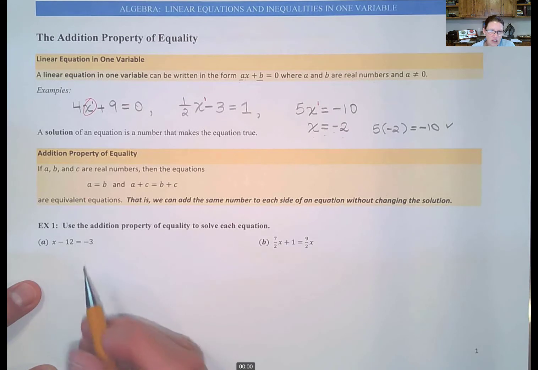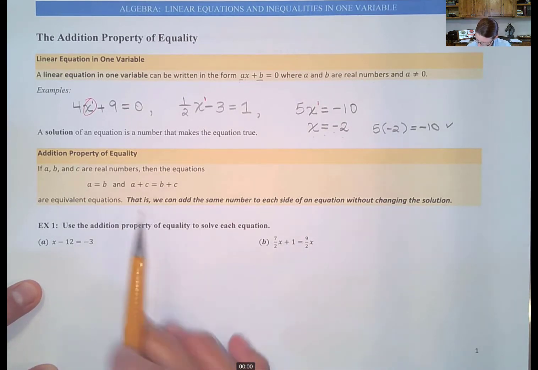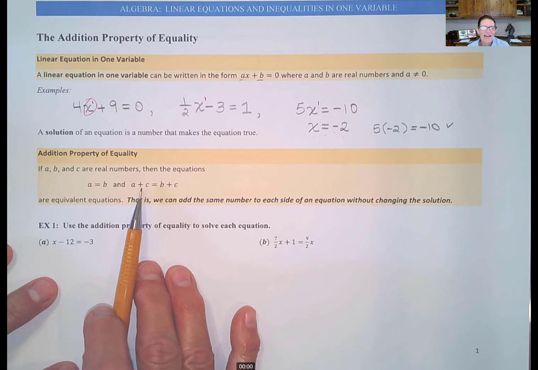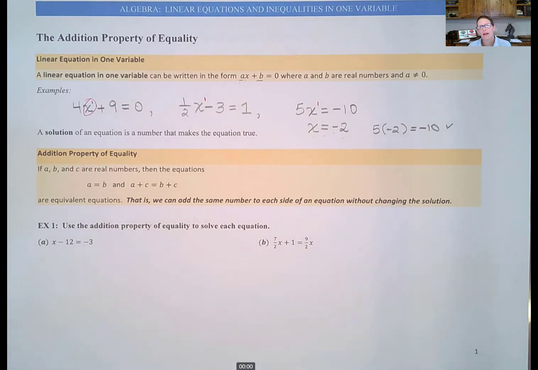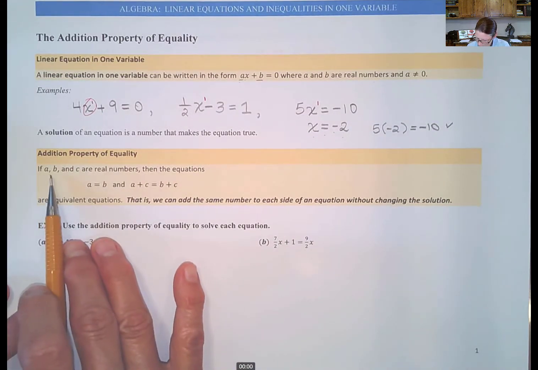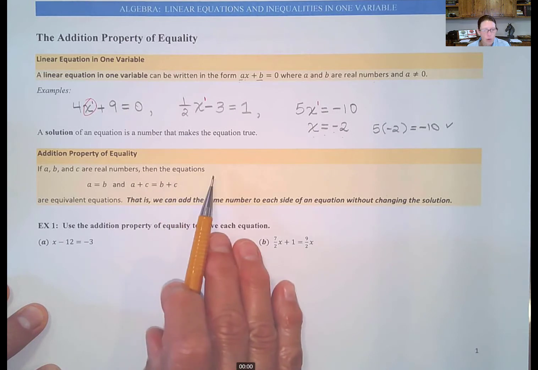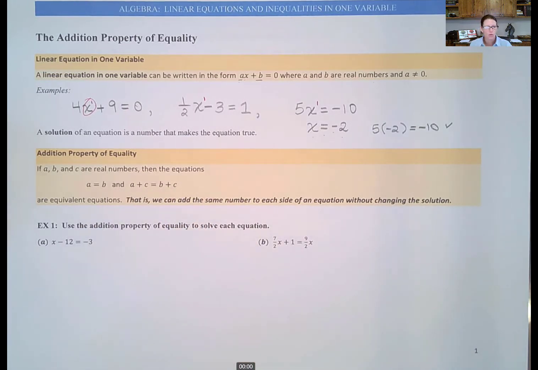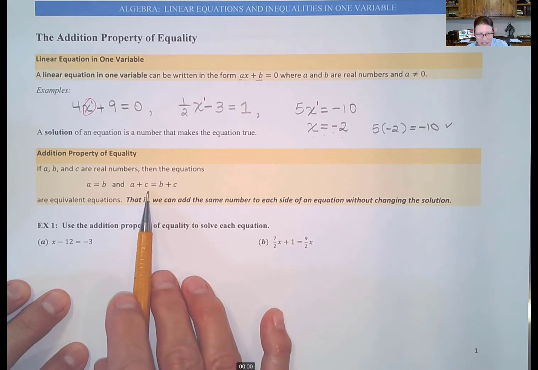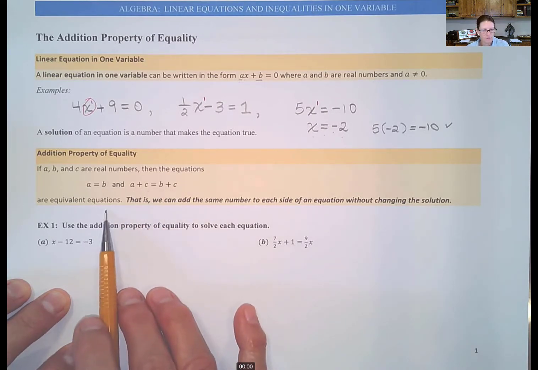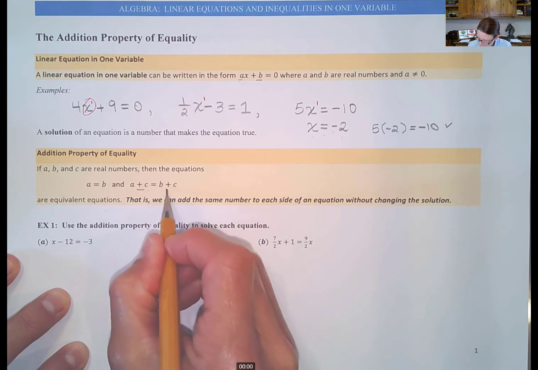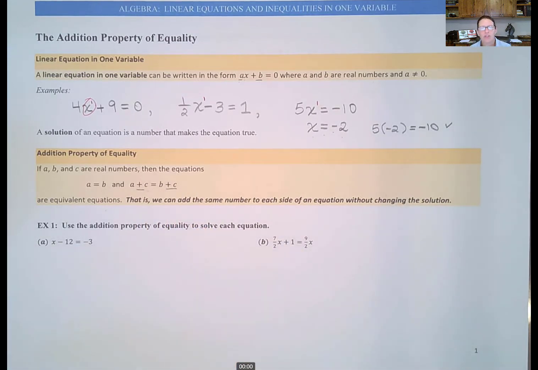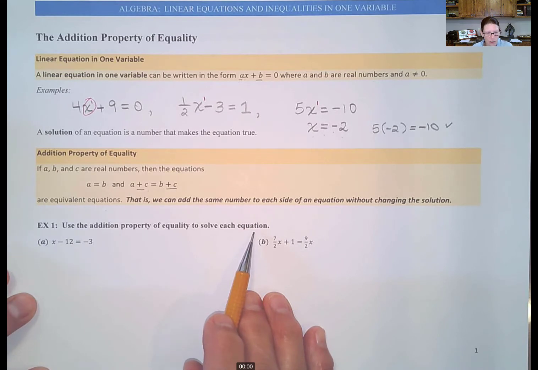Well, to use the addition property of equality to solve an equation, that basically says that we can add the same thing to each side of an equation and it will remain the same or have the same answer. If a, b, and c are real numbers, then the equations a equals b, so there's our equation, and a plus c equals b plus c are equivalent. So here the same number c has been added to each side of the equation, and that does not change the solution. Well, let's use this addition property of equality to solve each of the following equations.